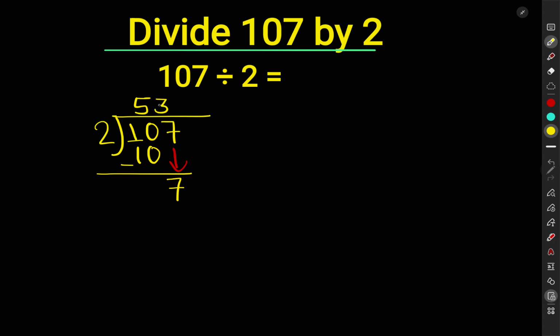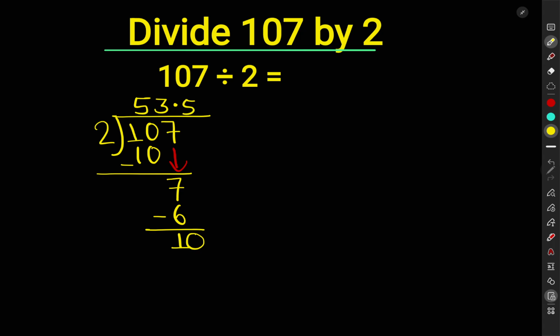So 2 times 3 means 6. On subtracting we get 1. So now this 1 is less than 2 and there is also no number beside. So we put a decimal here so that we take a zero here. So now it became 10.